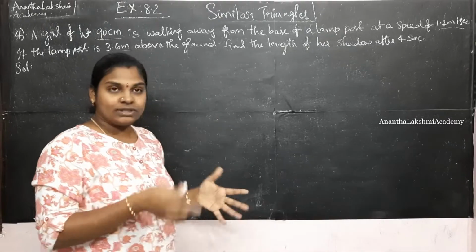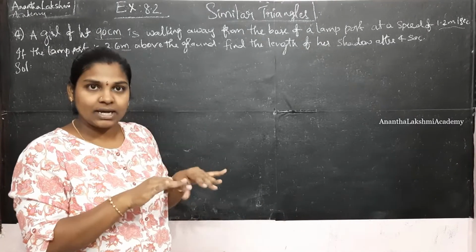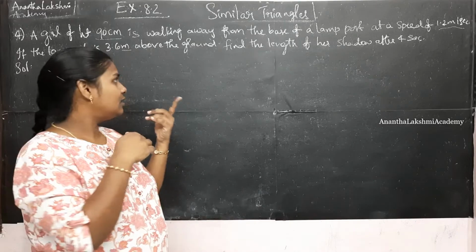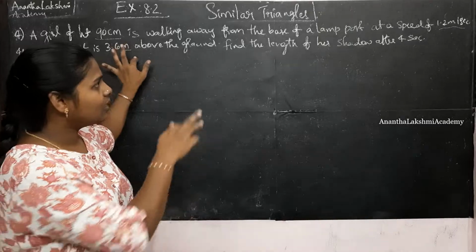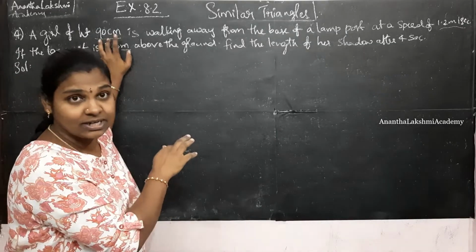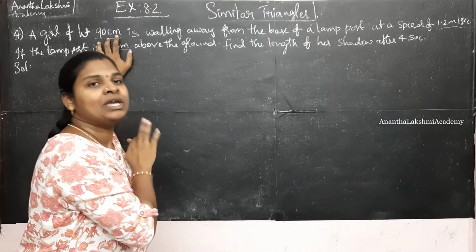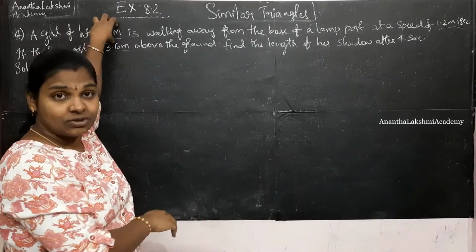So while solving the problems, when multiple measurements are given, make sure all of them are in the same unit. Like if it is meters, everything has to be in meters. Here, two of the measurements are in meters, one is given in centimeters. So we have to make sure that we convert either these two into centimeters or convert this one into meters.